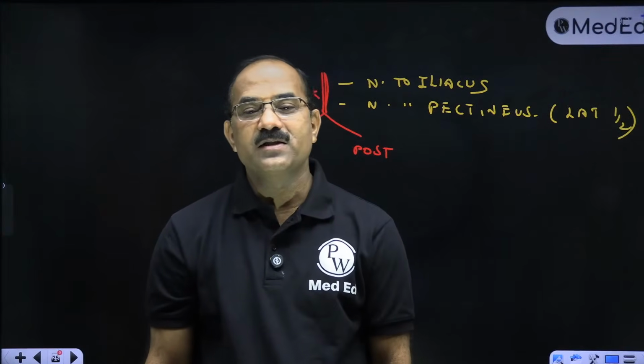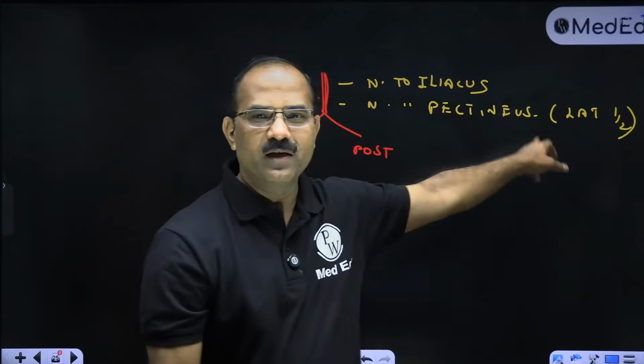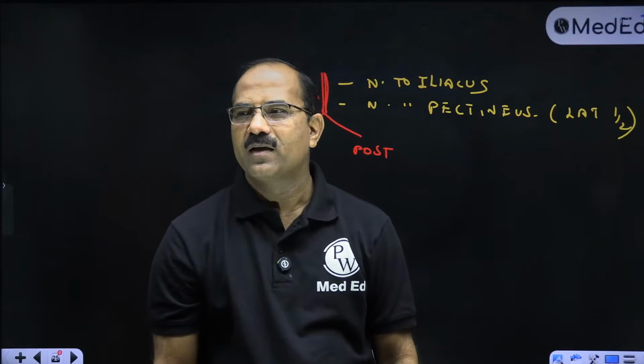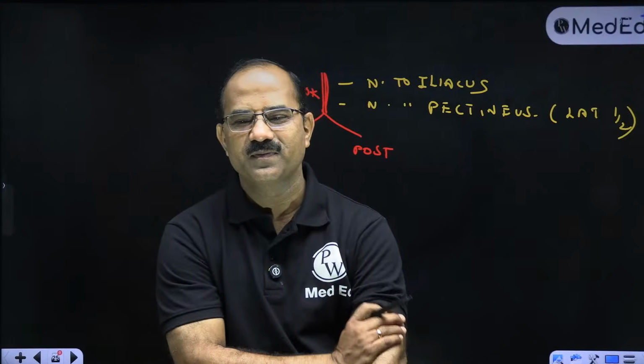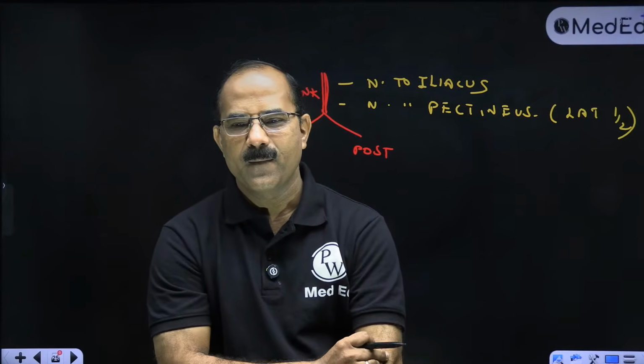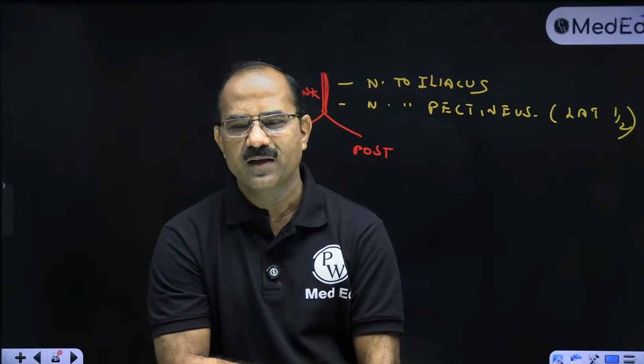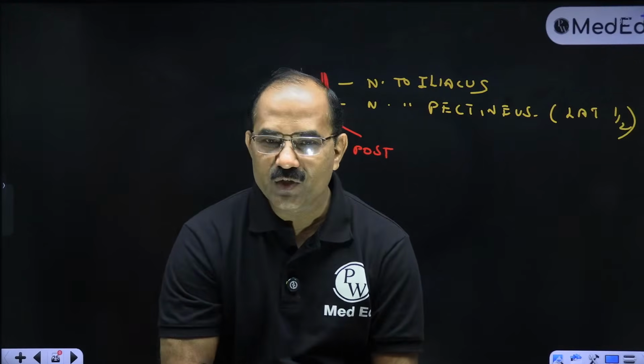Medial half of pectineus का nerve supply बोलिए. ये lateral half हमने लिखा है ना. So medial half of pectineus is supplied by whom? Any guesses? It's the anterior division of obturator nerve.